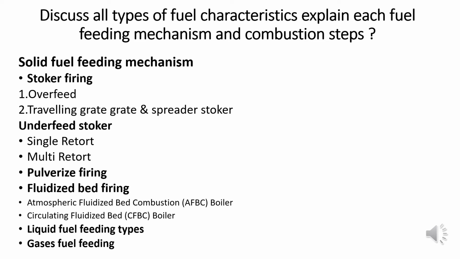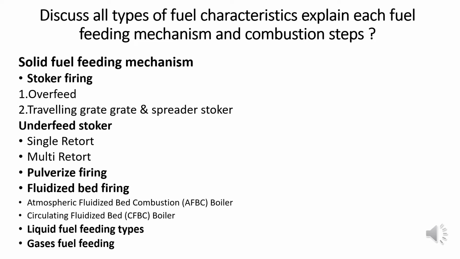Overfeed stoker means that fresh coal is fed from the top into the furnace, and it may be fed by a traveling grate chain, or by a spreader stoker, which means that coal is spread from the top. The traveling grate is a chain-like grate, a belt-type conveyor belt which is moving, and coal is placed on the conveyor belt and goes inside the furnace.